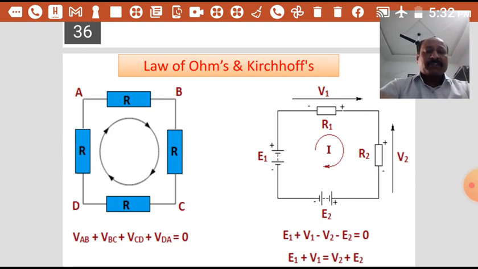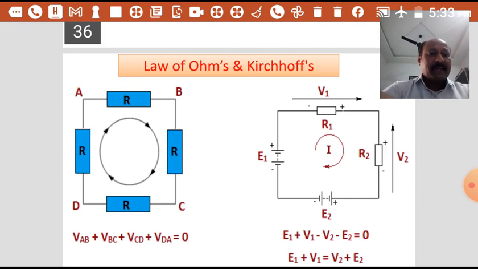See the second circuit consisting of R1 and R2. Two resistances are there and two voltage sources, E1 and E2. The direction of the current is clockwise. That is, current will flow from the E1 battery from positive to negative, and that will be the positive current. Whereas E2 is connected exactly opposite in polarity with respect to E1.